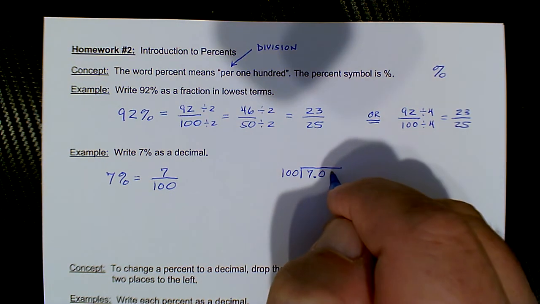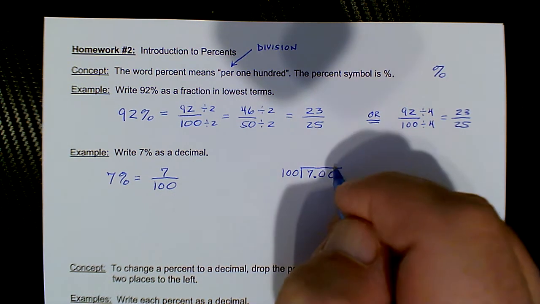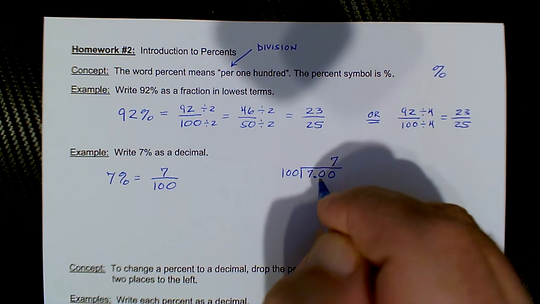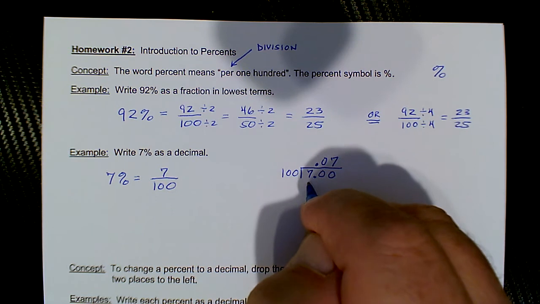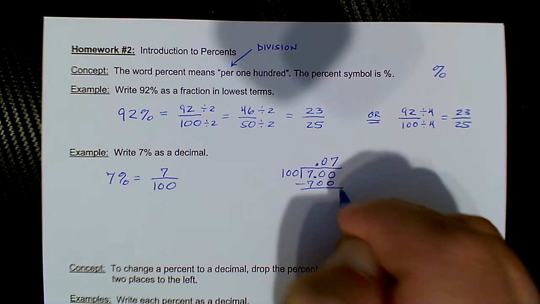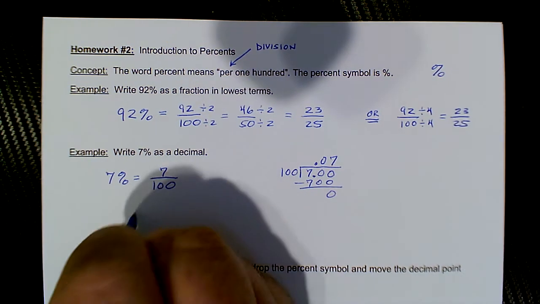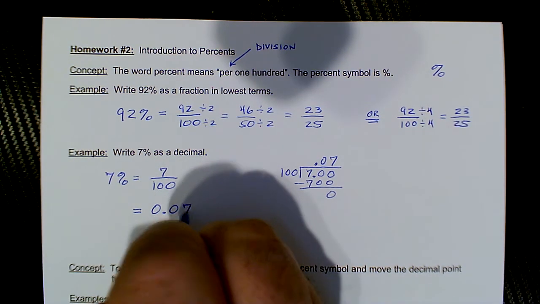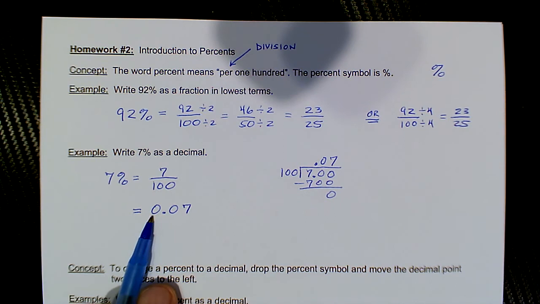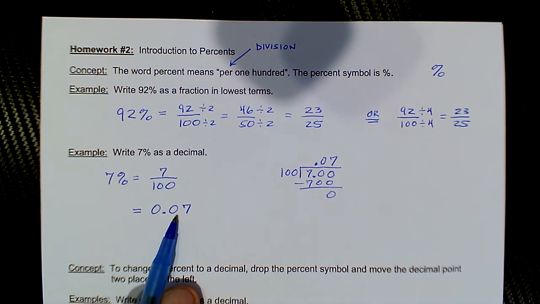100 doesn't go into 70, so add another 0. 100 goes into 700, 7 times. Bring up the decimal, placeholder of 0, and 7 times 100 is 700. Subtracting, we get a remainder of 0. So this is 0.07. I always like to put a 0 out in front of the decimal point if there is no whole number portion. And then the decimal portion is highlighted even better by the 0 out in front of the decimal. So 0.07 is fine. I like 0.07.